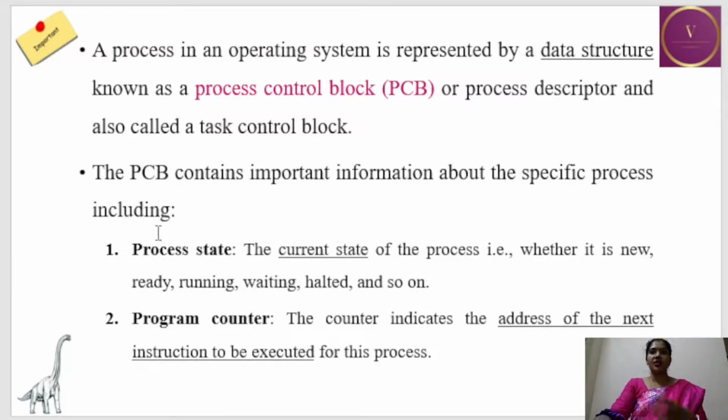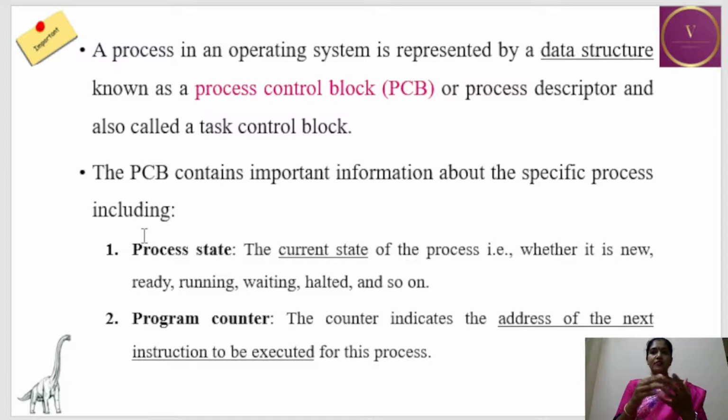So what is this PCB? A process in an operating system is represented as a data structure known as the process control block, PCB. It is also called the process descriptor, or it is also called the task control block. Alright, the PCB contains important information about a specific process, and what is the important information?